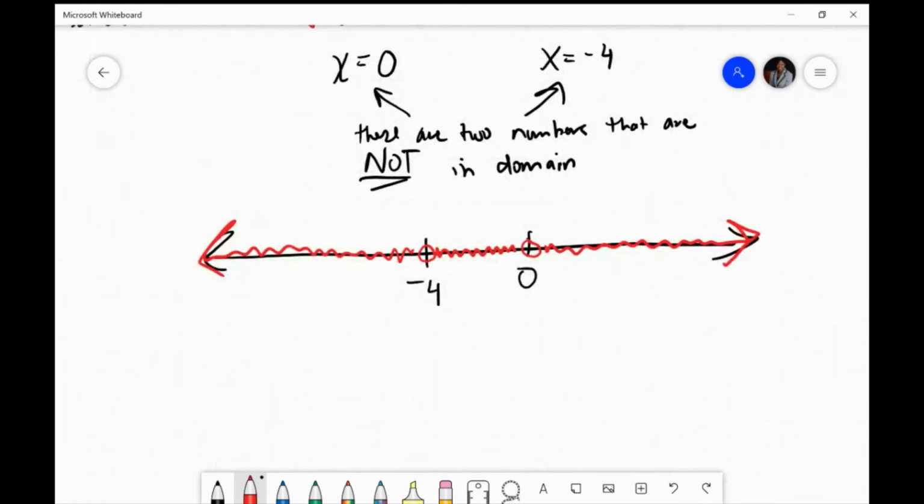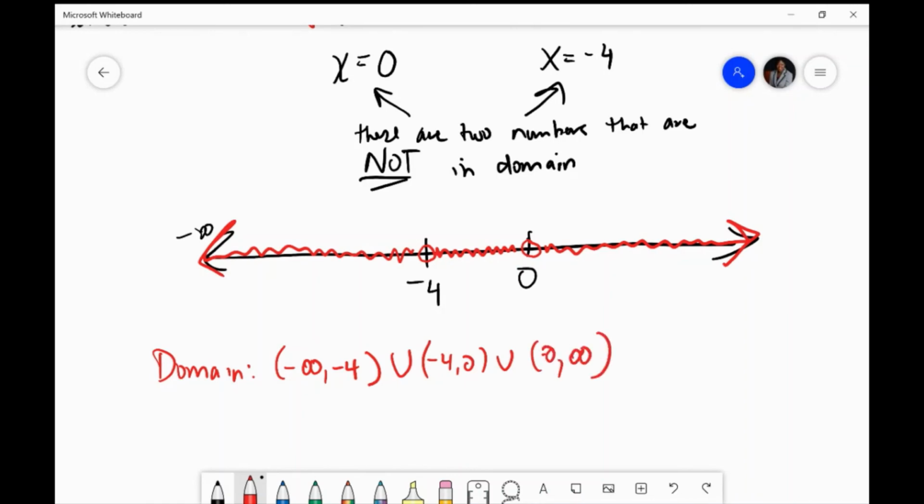Would it be negative infinity to negative 4? Bracket or parenthesis? Parenthesis. And then would it be the union sign and then 0 to positive infinity? Hold up. Let's look at it: negative infinity to negative 4, then negative 4 to 0, and then union, then 0 to positive infinity. Yep. Okay.